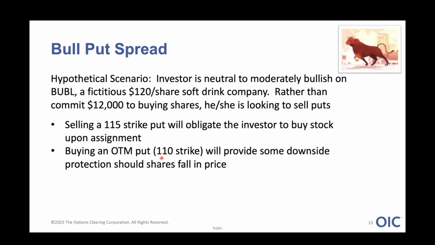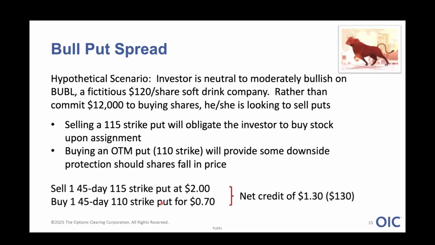If you had this position on, as a trader would say, you're short the 115, 110 put spread. By being long the 110 put, it affords you some downside protection should the shares fall in price. Let's just say with 45 days to go, stock trading at 120, you could sell the 115 put for $2 and buy the 110 put for 70 cents. That's a net credit of $1.30, or $130 per spread. Once again, that credit is yours to keep, you put it in your pocket, but that's the most you can make on this position.